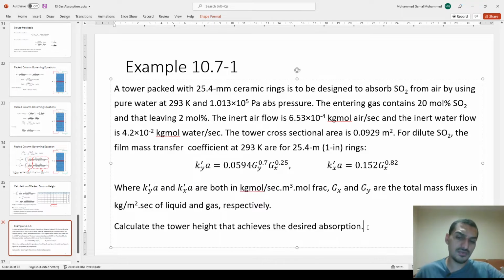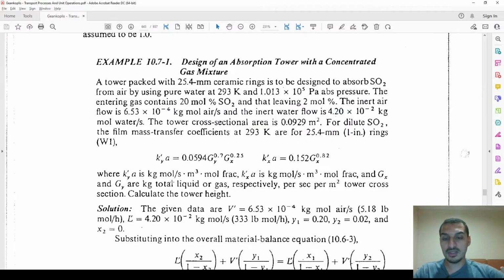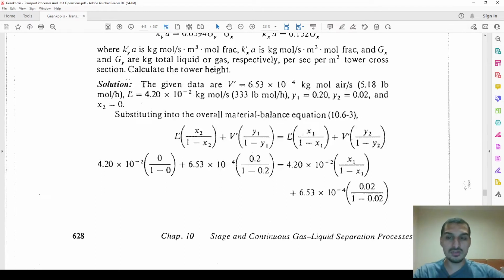And it's desired to find the column height that will achieve the desired absorption. The first thing is to keep in mind that there is one piece of information that's still missing, which is the equilibrium relation or the equilibrium data. And if you check the textbook, you'll not find the equilibrium data given here, and he started the solution directly after asking us to calculate the tower height.